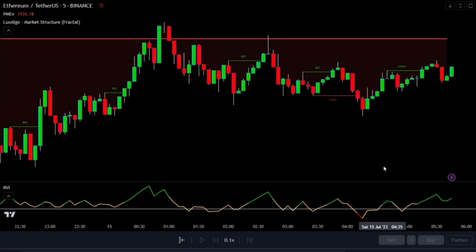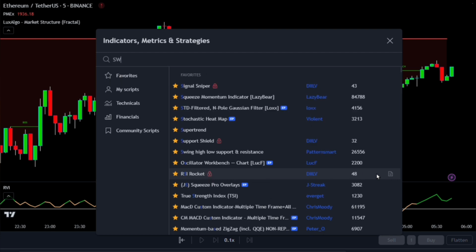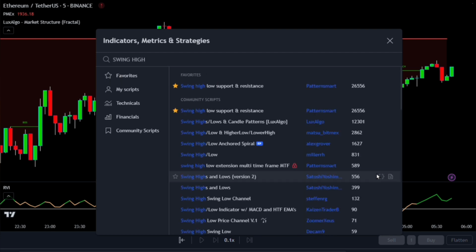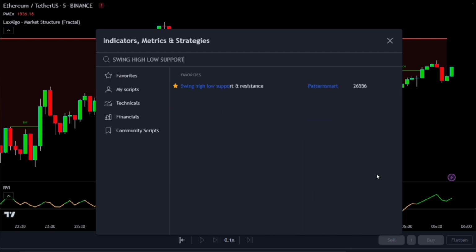Now, let's talk about setting up the alert trigger. Since our last condition relies on the boss signal and our market structure indicator doesn't always give signals, here's what you need to do. Go to the indicator search tab and find the swing high-low support and resistance by Pattern Smart.